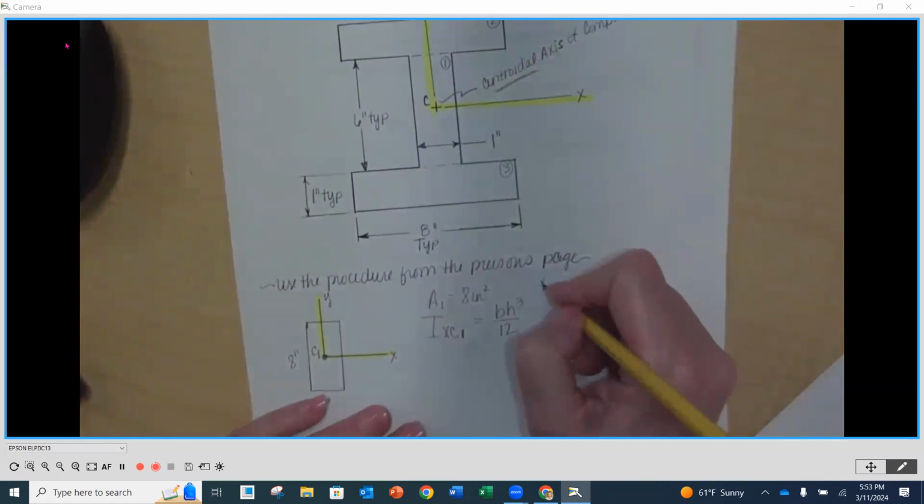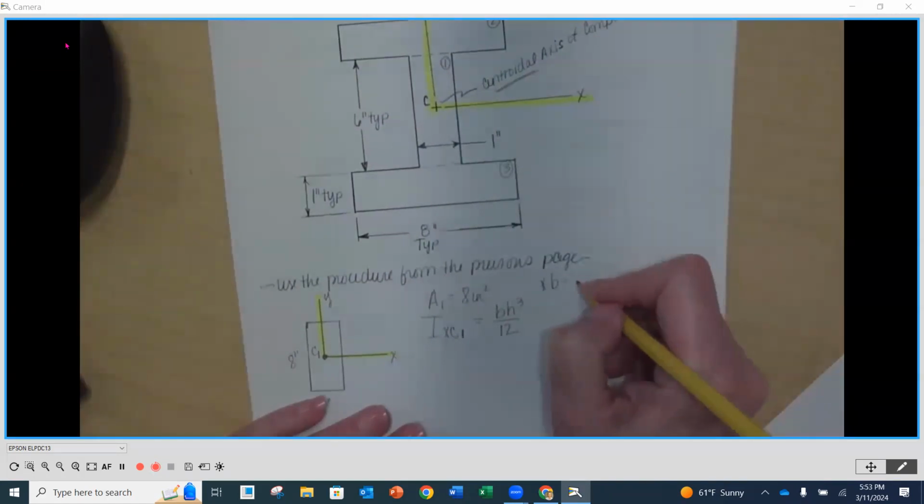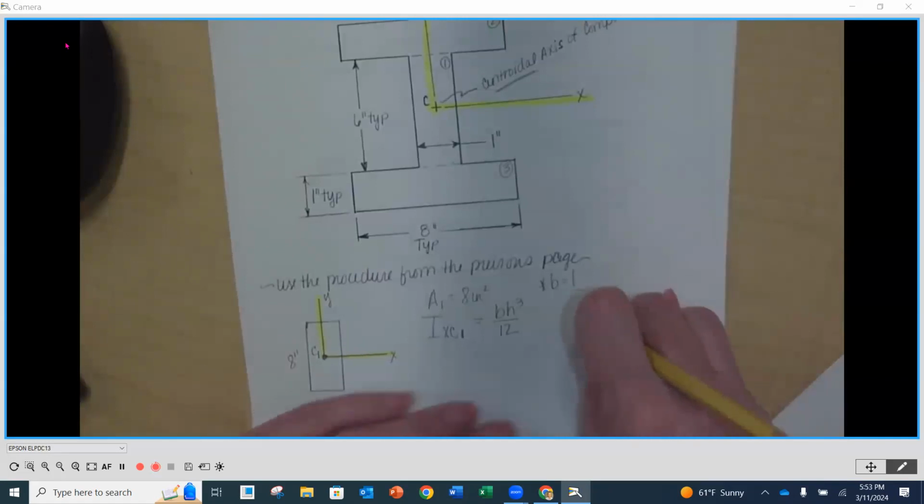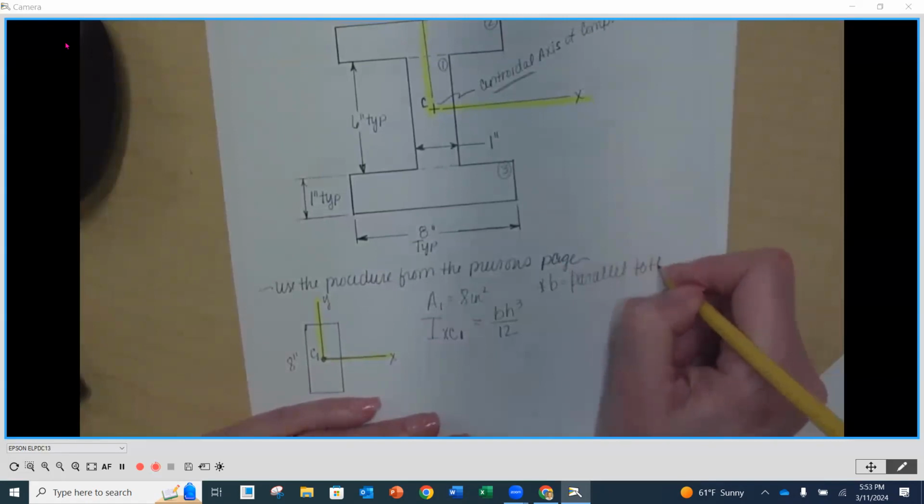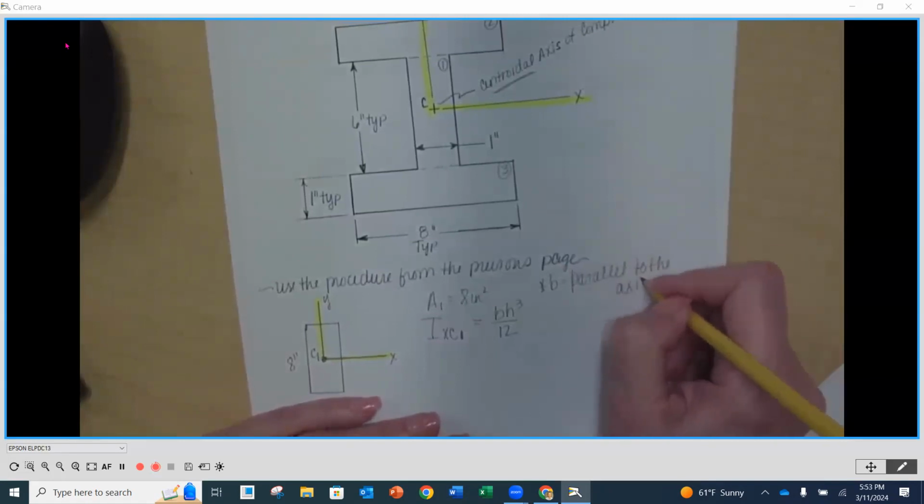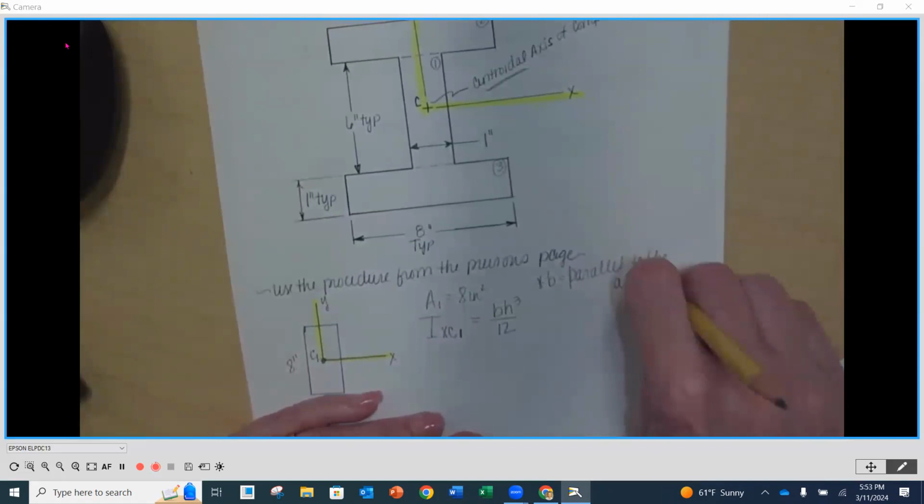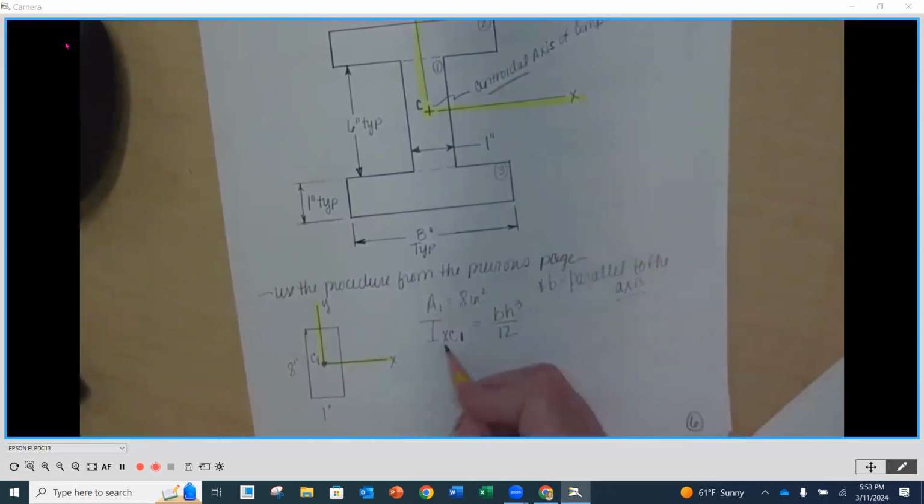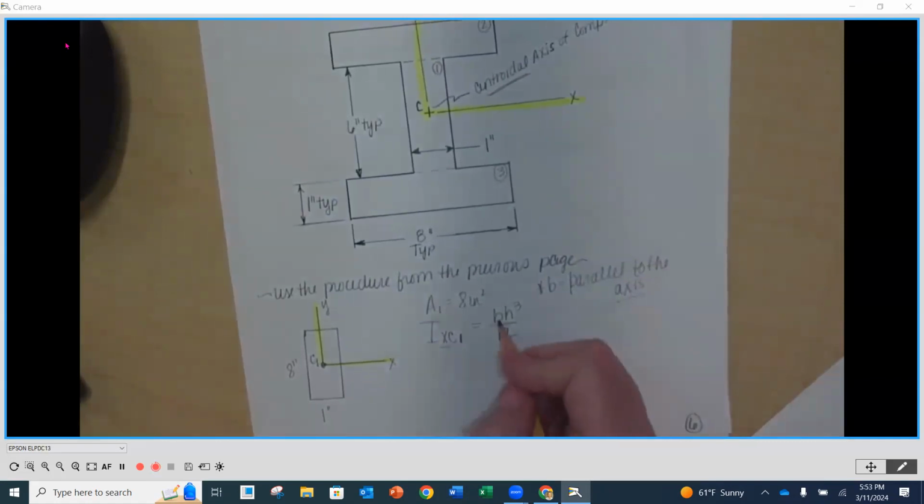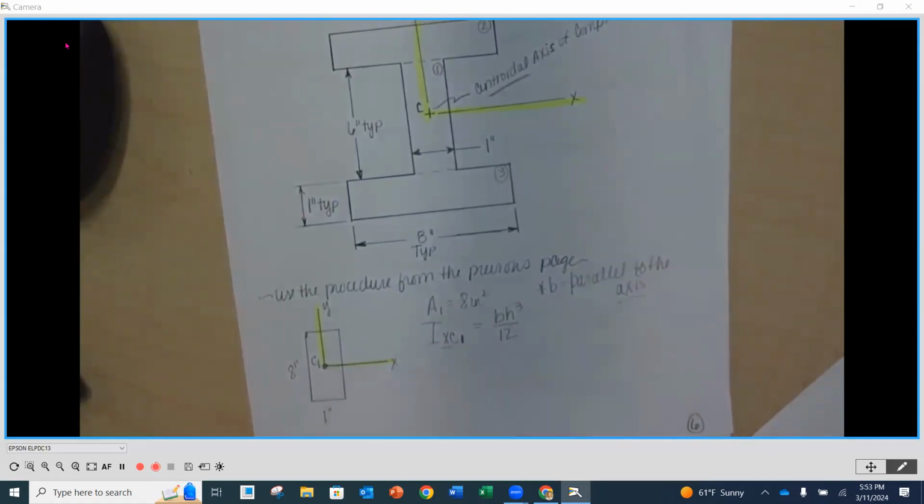Now, I'm going to write this little note here. My base is always going to be parallel to the axis you're summing about. So if our axis is the x-axis here, our base is parallel to the x-axis. If you're ever wondering whether you're the base or the height, I don't remember which: the base will always be parallel to the axis that you're determining it of.